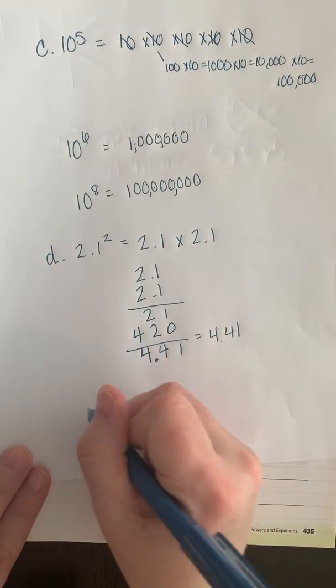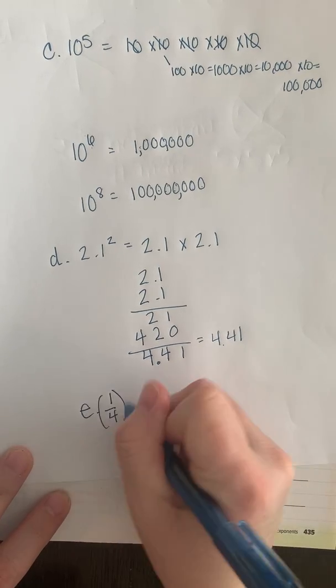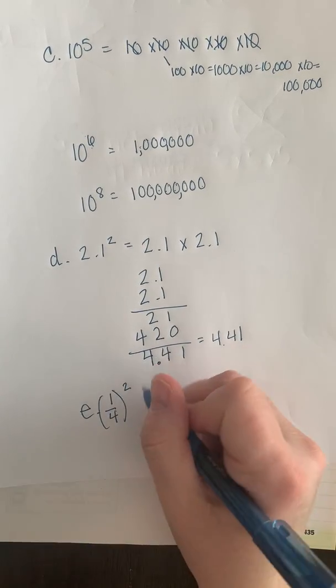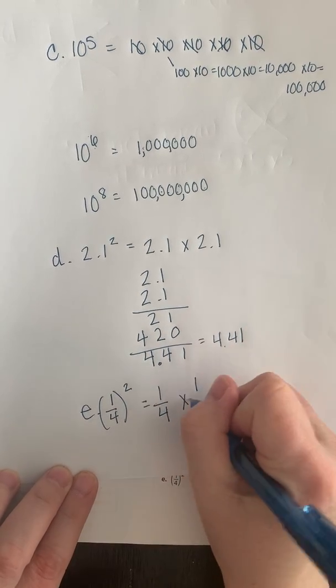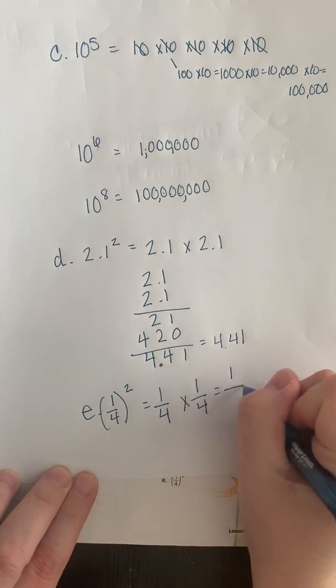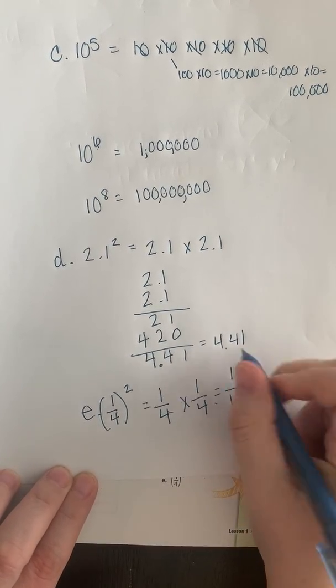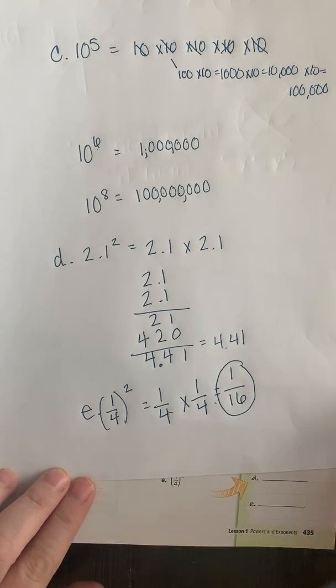For letter E, 1 over 4 to the 2nd power. That means 1 over 4 times 1 over 4. 1 times 1 is 1. 4 times 4 is 16. So my answer is 1/16. Okay, that's all you need to do.